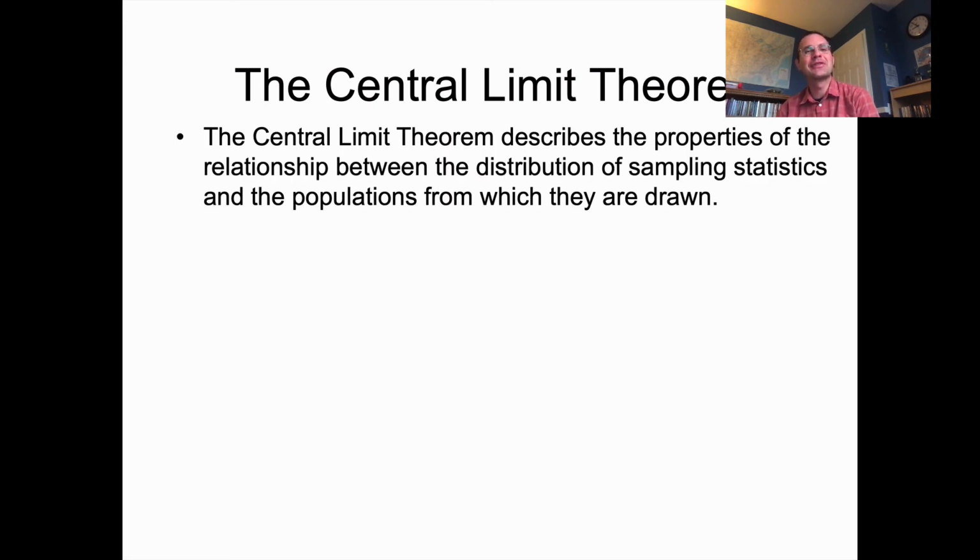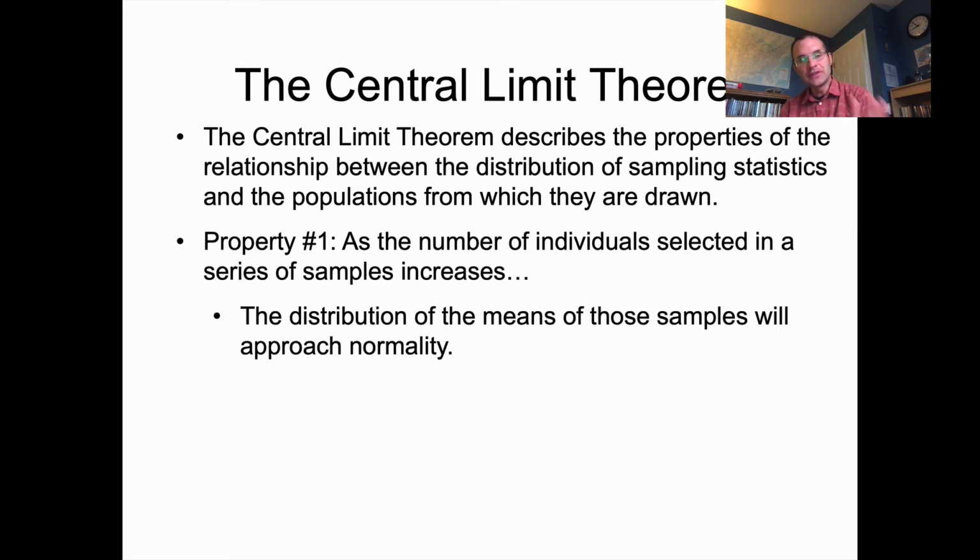But the central limit theorem is going to be the key to tying these various elements together. So the central limit theorem describes the properties of the relationship between the distribution of sampling statistics and the populations from which they are drawn. Okay, so we've seen this before. This is review, but it's useful review, hopefully, because this is the connection that gets made.